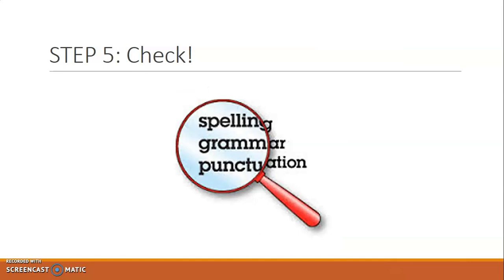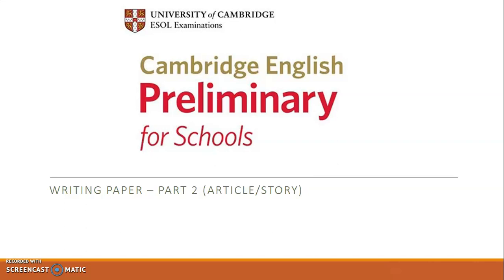Once you can organize your ideas, write it. Once you finish it, check it. Remember, don't hand in before you check spelling, grammar, and punctuation. You should also check that you respect the layout appropriately, as we have seen before, and that you use the opening sentence as required in the instructions. So, this is an introduction to the writing paper part 2, particularly how to write a story. I hope this information has helped you, and later we will study the other parts of the exam.